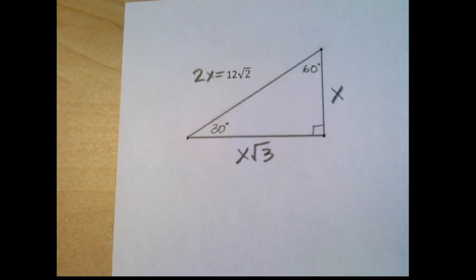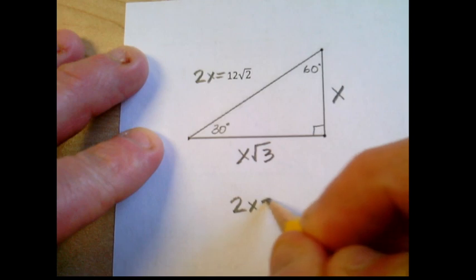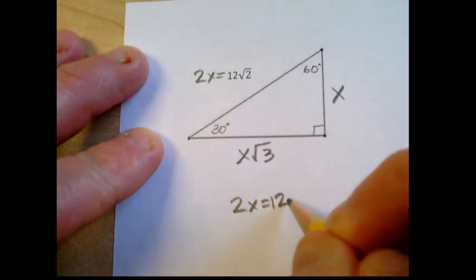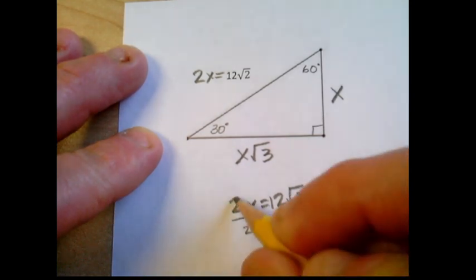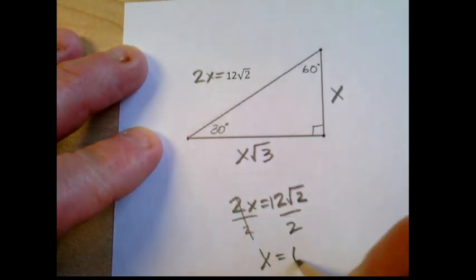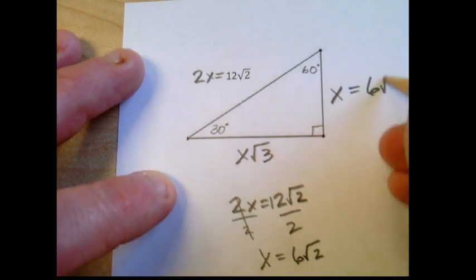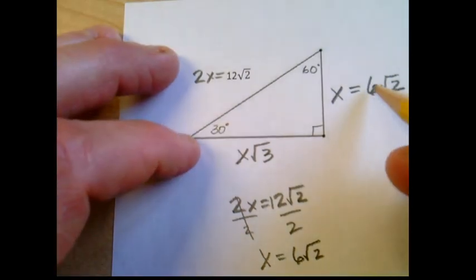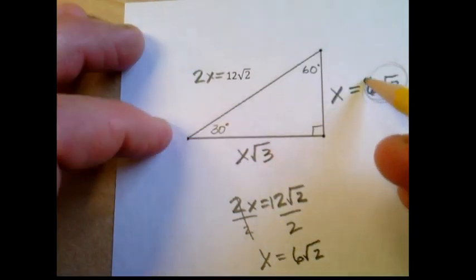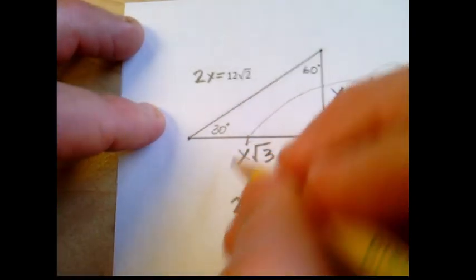Now, if 2x is equal to 12 radical 2, you can go ahead and divide both sides by 2 to get x by itself. So this is 6 square root 2. Now, from there, since this is x, I'm going to take that x and plug it in right there. What does that look like?